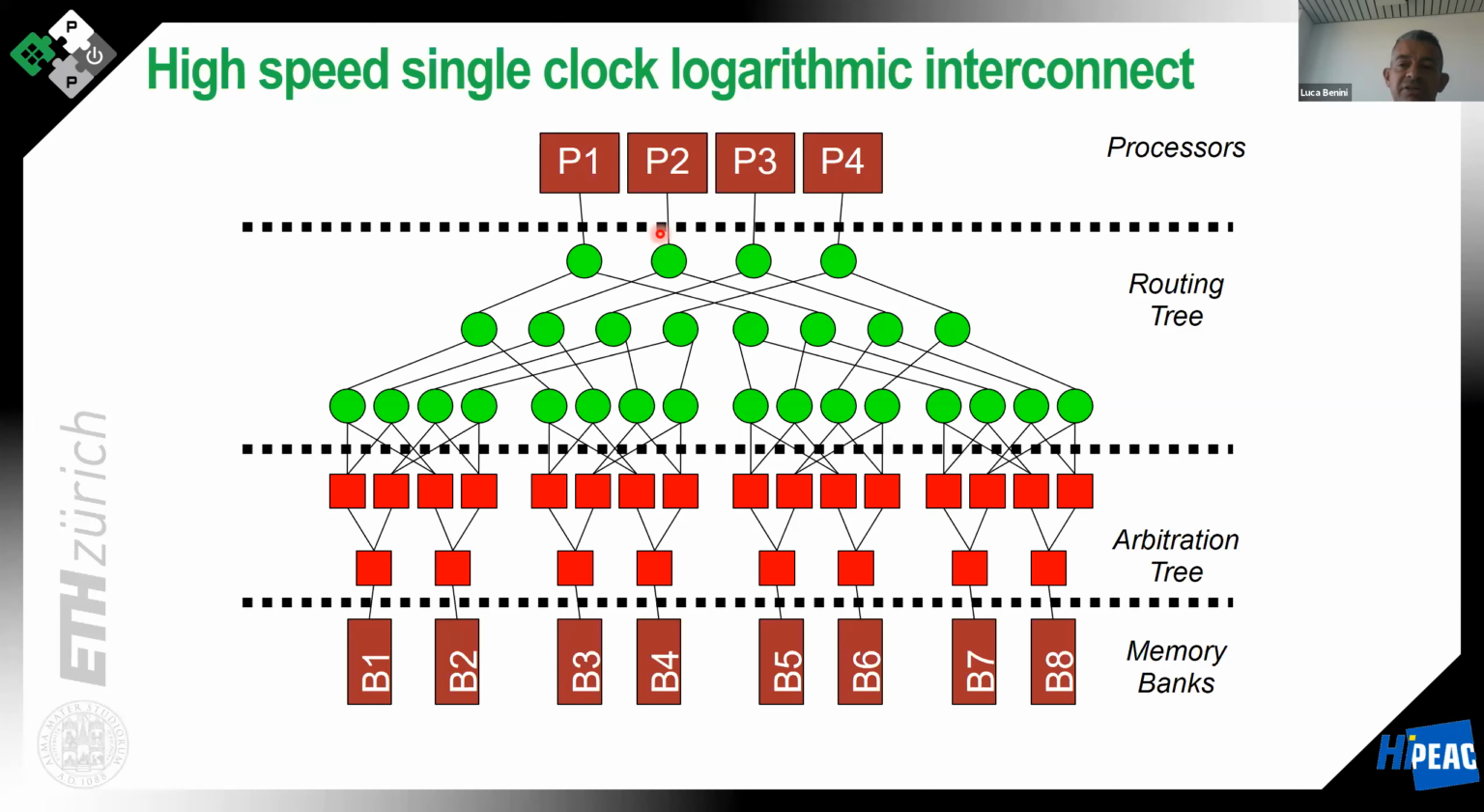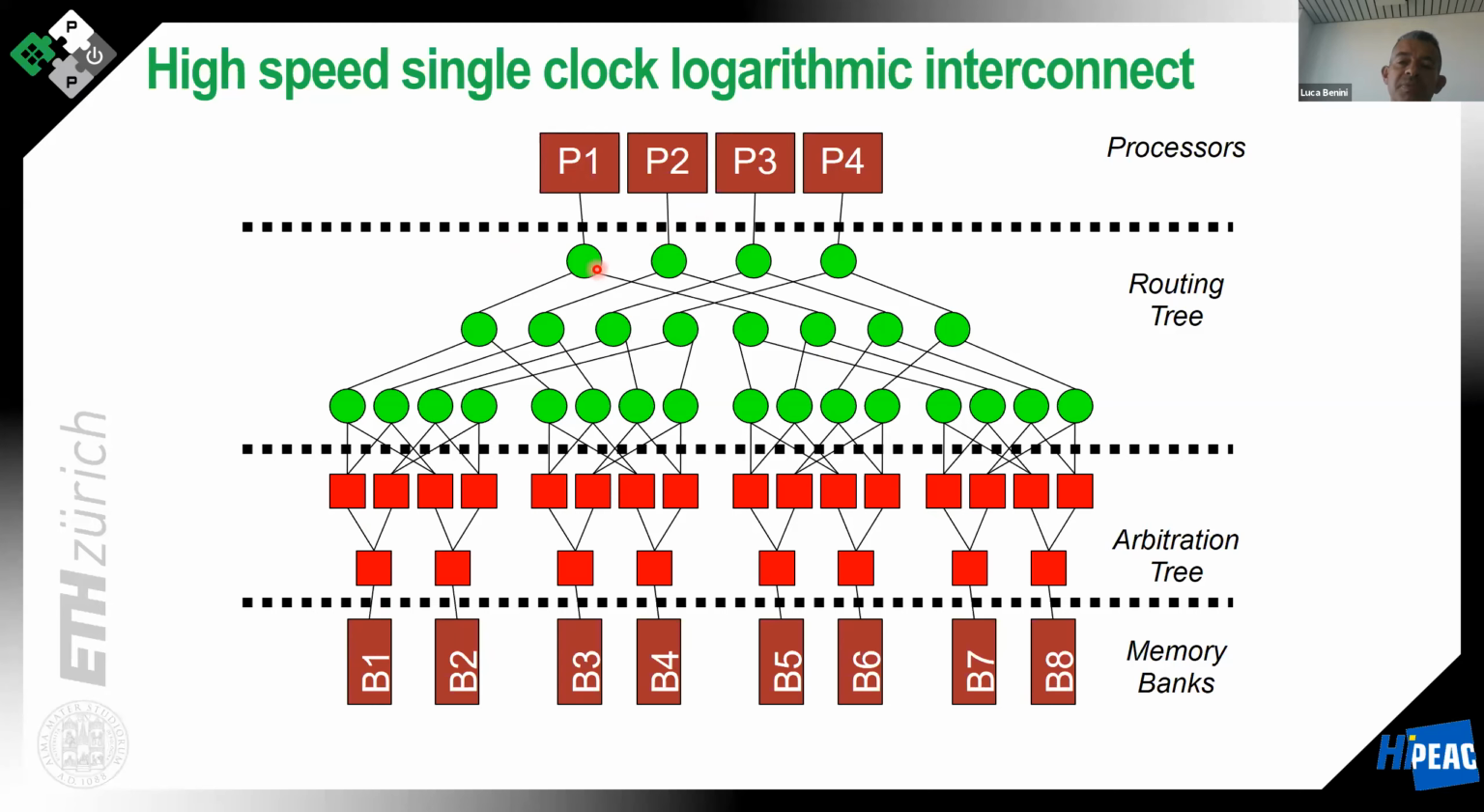So we connect the processors that are on the top with several single-ported banks of memory that you can see on the bottom, using a logarithmic interconnect that is essentially an implementation of a crossbar that connects all the processors with all the memories.